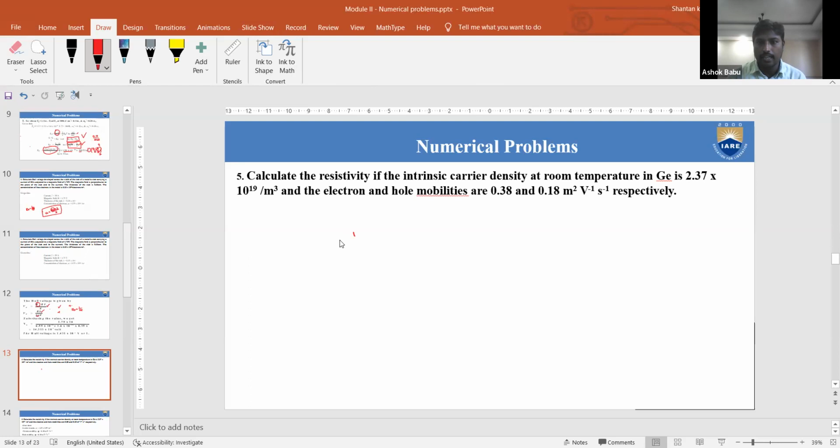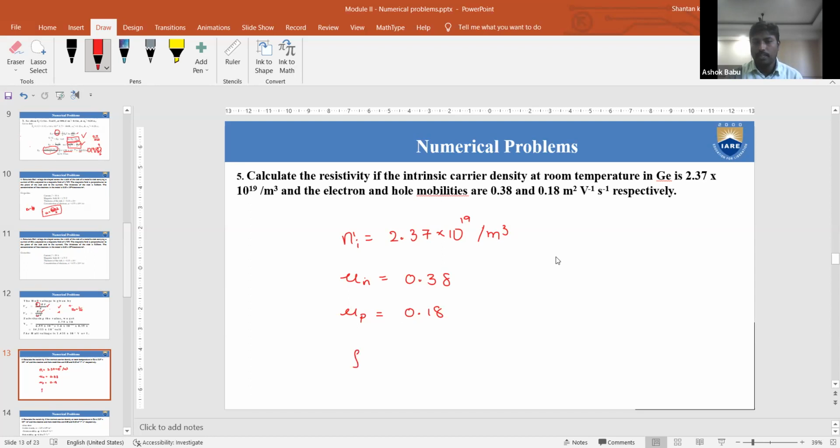Intrinsic carrier density Ni equal to 2.37 into 10 power 19 per meter cube, and mobilities of electron: mobility of electron mu n equal to 0.38 and mobility of hole mu p equal to 0.18. So calculate the resistivity rho.